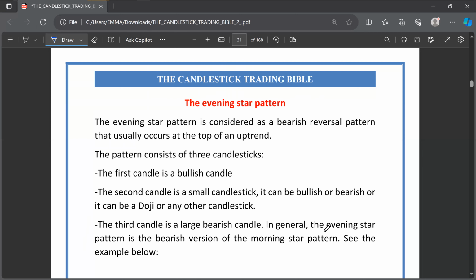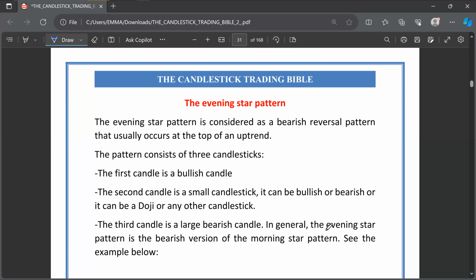Now the evening star pattern is considered a bearish reversal pattern that usually occurs at the top of an uptrend. We said that the morning star usually occurs at the bottom, right? Now the evening star will happen at the top because it's a bearish reversal pattern, meaning when it occurs at the top, it's going to move the market down because it's a trend reversal. So if you see it at the top of an uptrend, it's going to move the market down.